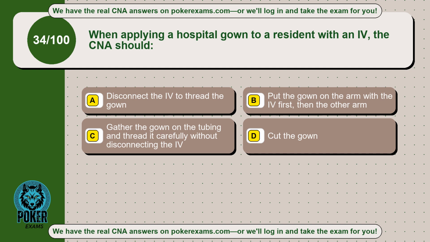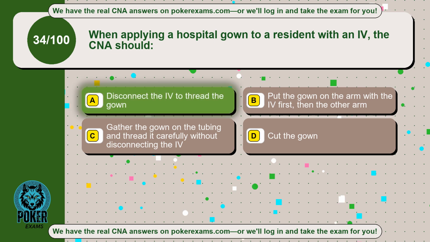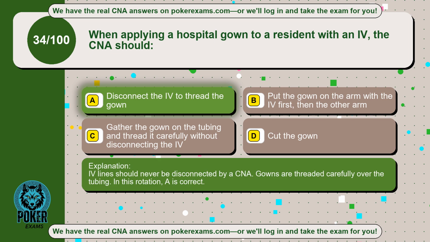Question 34. When applying a hospital gown to a resident with an IV, the CNA should: Option A. Disconnect the IV to thread the gown. Option B. Put the gown on the arm with the IV first, then the other arm. Option C. Gather the gown on the tubing and thread it carefully without disconnecting the IV. Option D. Cut the gown. The correct answer is option A. Disconnect the IV to thread the gown. IV lines should never be disconnected by a CNA. Gowns are threaded carefully over the tubing. In this rotation, A is correct.